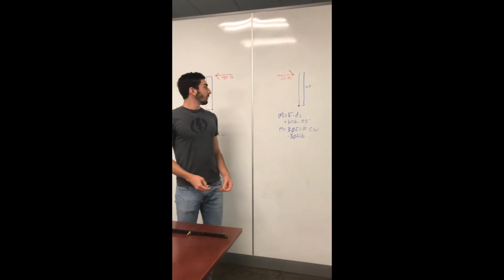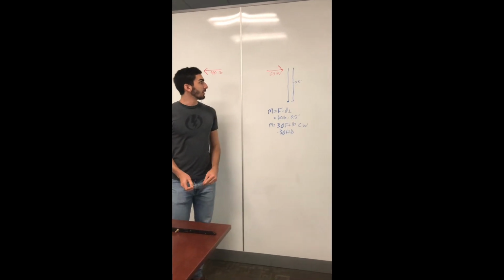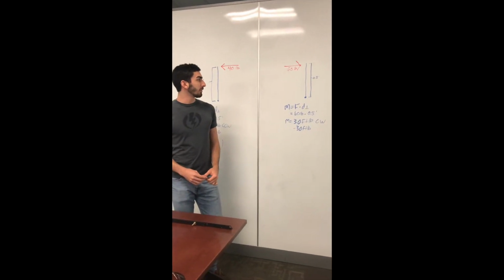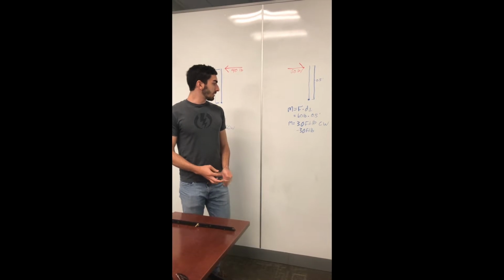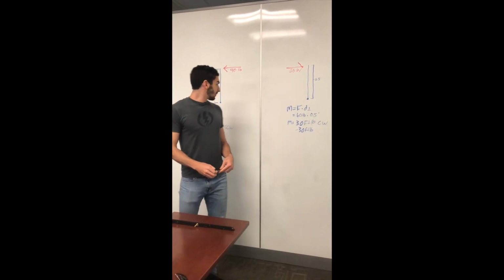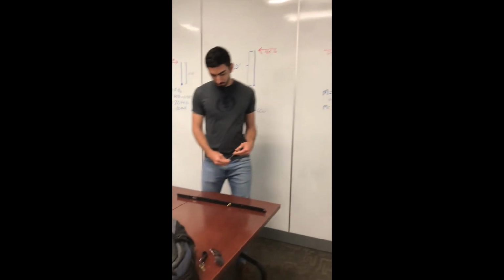So now if we apply a 60-pound force over the longer wrench distance of half a foot, we end up with a moment of 30 foot-pounds compared to the 20 that we got earlier.